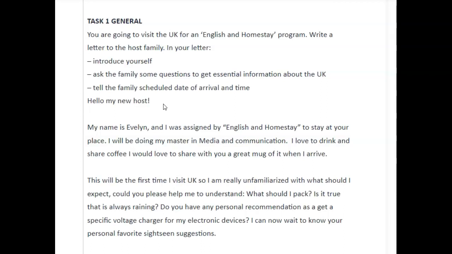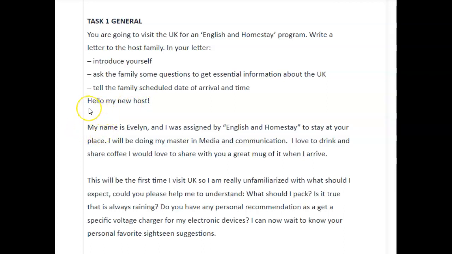Now, because we said this is a formal letter, you should follow the conventions of formal letter writing. And the first convention is that the first thing you want to write is the reason for your letter. Okay, so dear Mr. and Mrs. Smith, I am writing to thank you for agreeing to be my host family as part of the English and Homestay program and to introduce myself. Okay, now it doesn't say in the instructions to thank them. You don't have to, but I always think it's a nice touch.